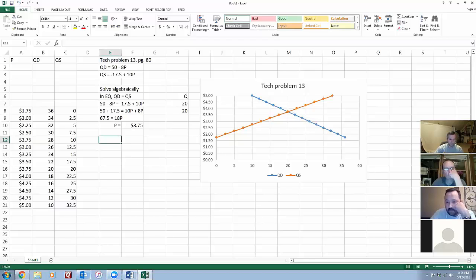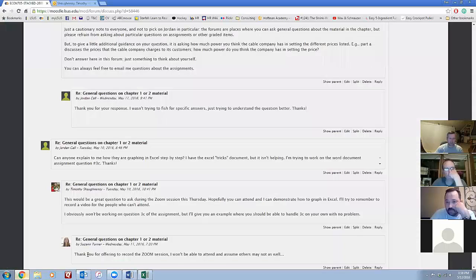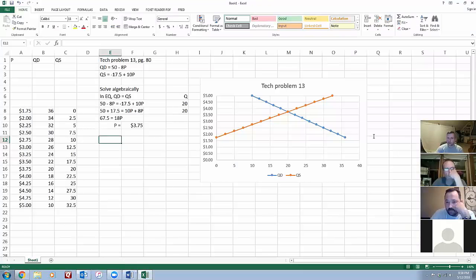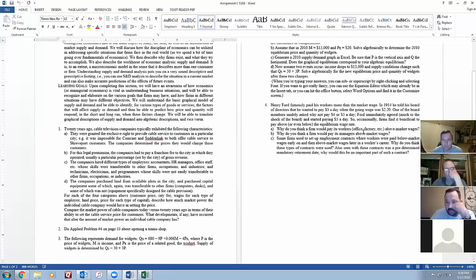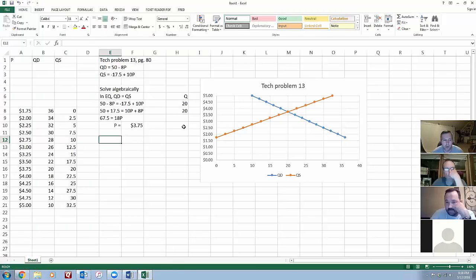So let me see if I've managed to tackle everything that at least Jordan was asking about and what may have been implied in question 3C. Does the graphical equilibrium correspond to your algebraic equilibrium? Well, in my little technical problem here, my algebraic equilibrium said the price was 375 and the quantity was 20. And my graphical equilibrium does show that these curves are crossing at a quantity of 20 and 375. So they do seem to correspond.